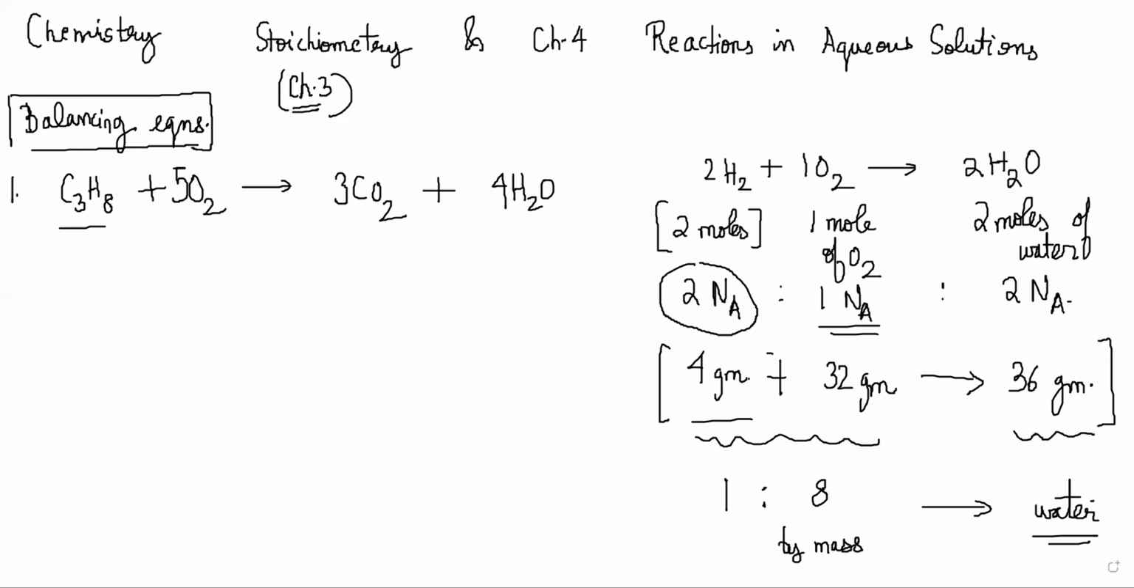Then, for example, why don't you try this one also? KClO3 plus C12H22O11. This is sugar, sucrose, gives KCl plus CO2 plus H2O. This reaction, we want to balance it. Balance first the things which are present in the least number of places.